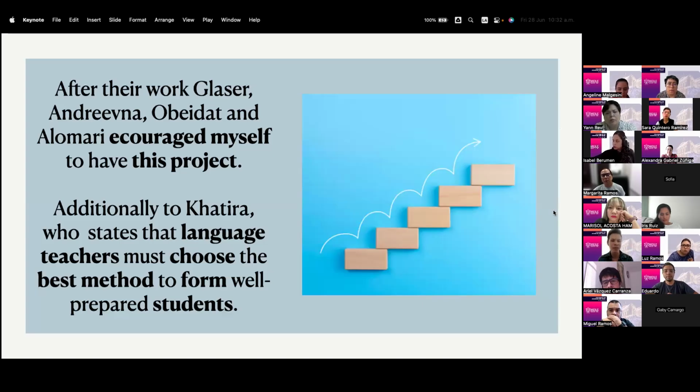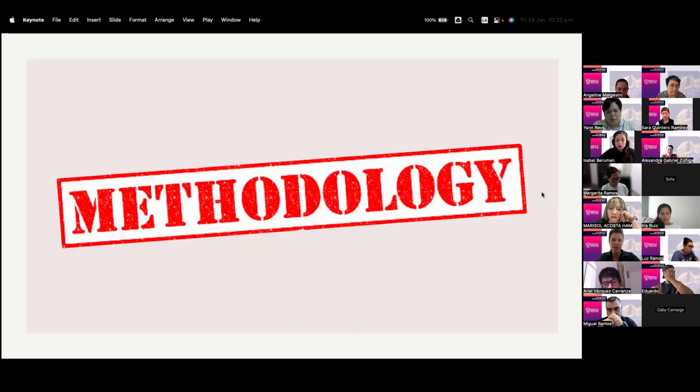Okay, basically these people were the ones who motivated me to run this experiment, to have this project. In addition to Katia, why? Because this person is a person who I think is very committed to his work. Why? Because he says that language teachers must choose the best method to form well-prepared students.